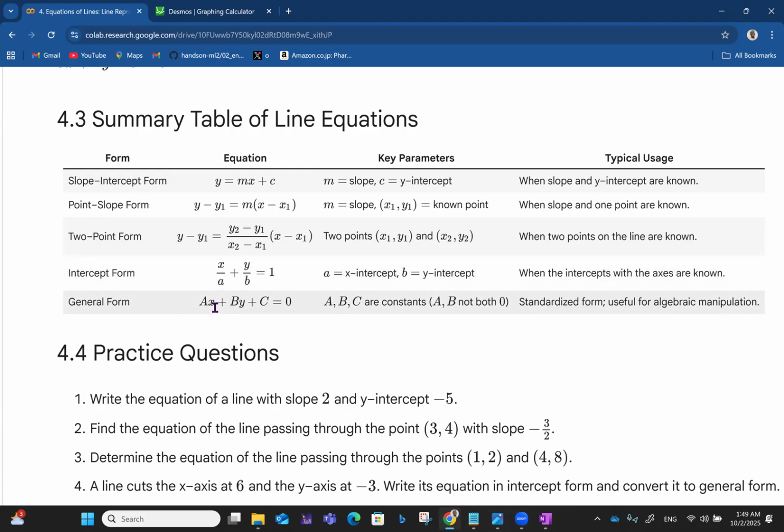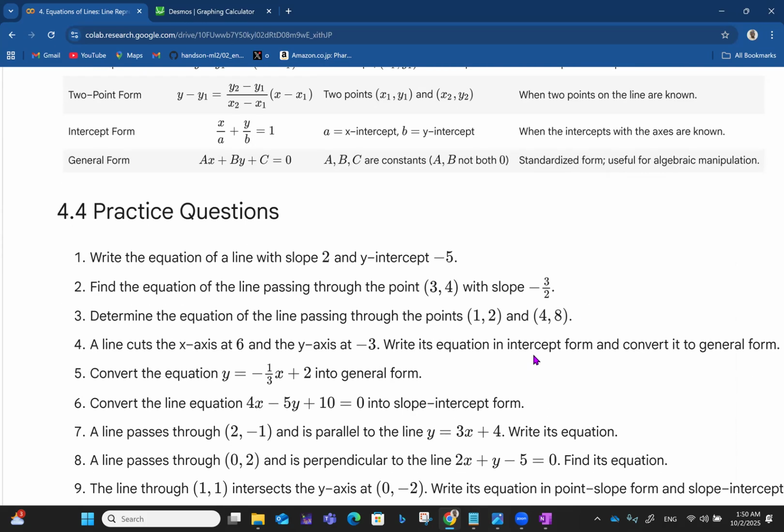Then the general form is ax plus by plus c equals 0. So a, b, and c are constants, but a and b must not both be 0. c can be 0, right? But one of a and b should not be 0. So the typical usage is a standardized form, useful for algebraic manipulation.